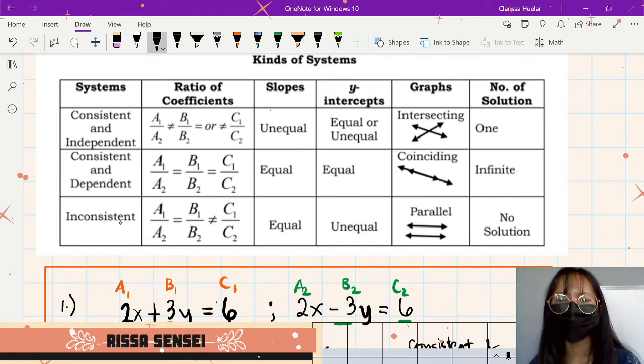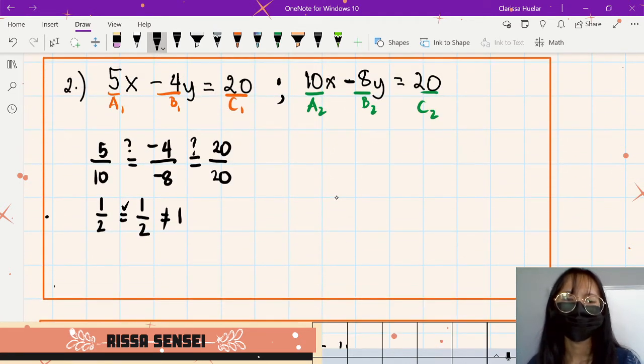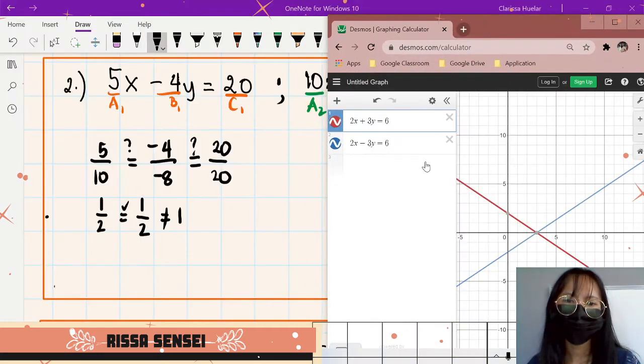And if we graph the equations, parallel yung lines. Therefore, this is an inconsistent system. Okay? Kasi equal, not equal. Okay. Magre-refer lang kayo dun sa table. So, pag in-graph natin to, tanggalin na natin.